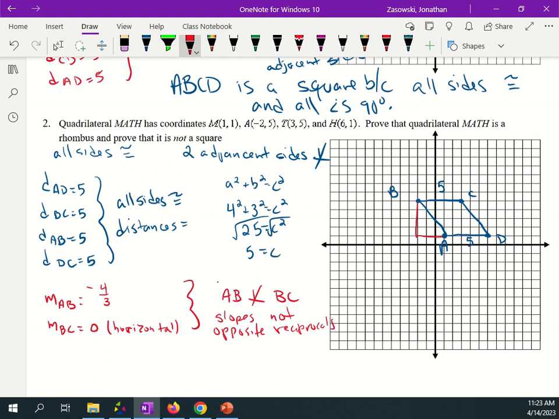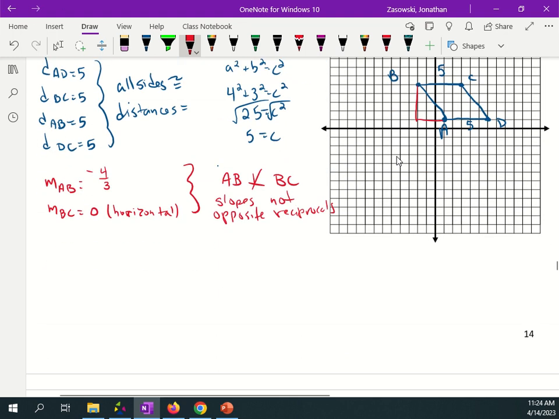All right, now we've said all sides are equal, which makes it a rhombus, and we've shown that the opposite sides are not perpendicular, so that means it's not a square, okay? So we can say A, B, C, D is a rhombus. Thank you. So we've shown it is a rhombus.